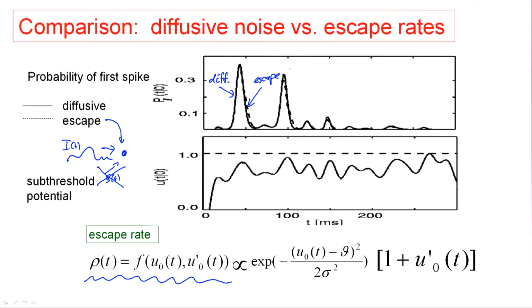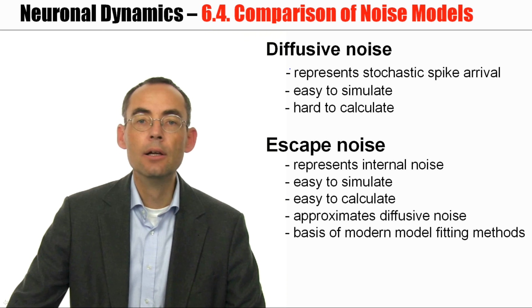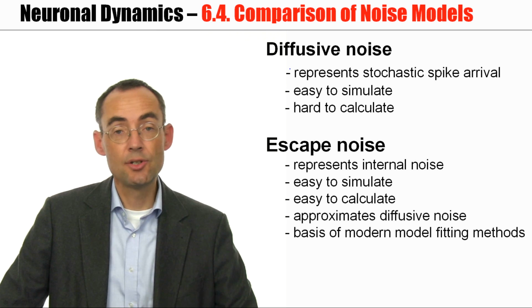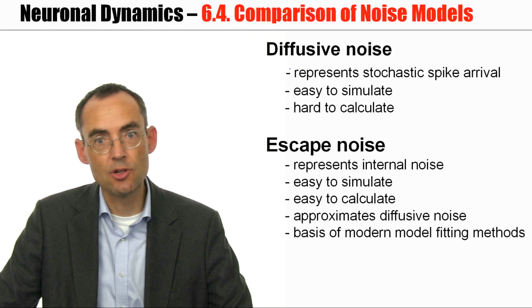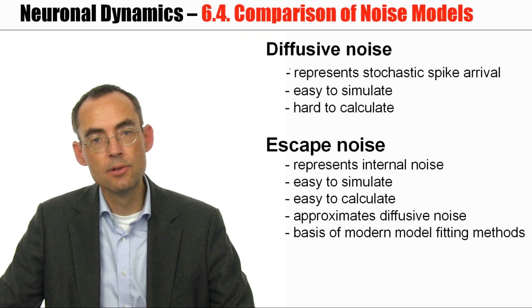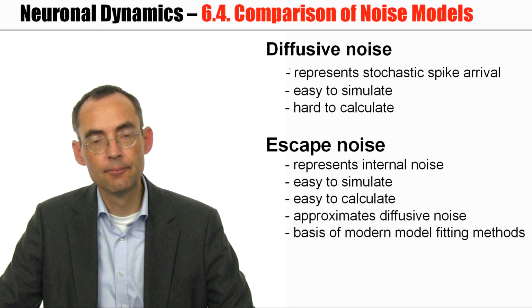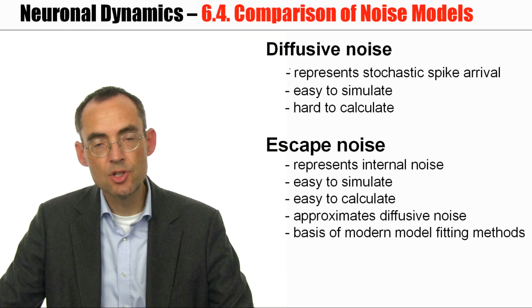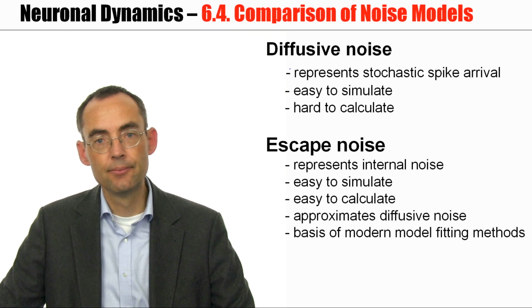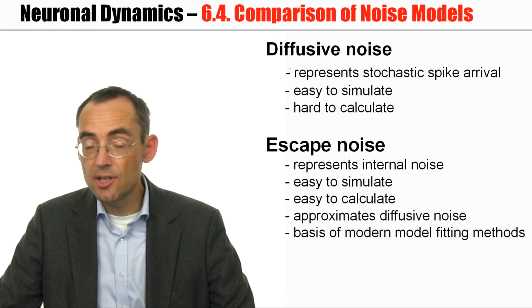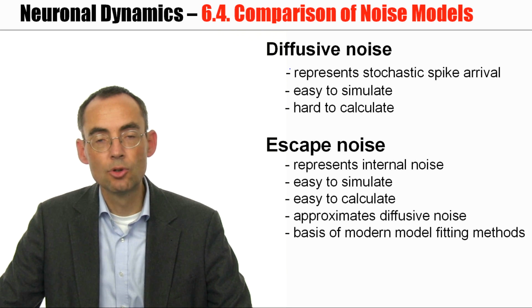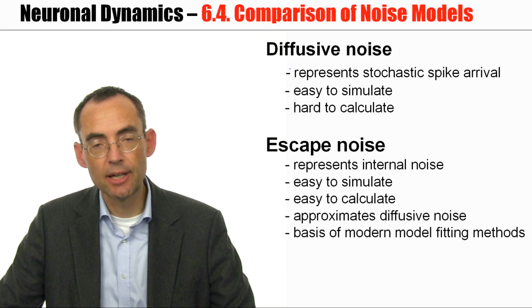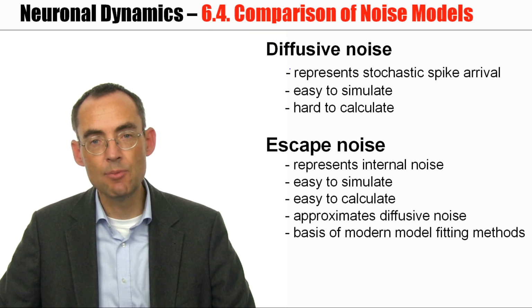So let us summarize this lecture 6.4. So we have two different noise models. There's a diffusive noise model, which is nice because it has an easy interpretation in terms of stochastic spike arrival. We can calculate the distribution of membrane potentials, and it's easy to simulate on a computer. But it's difficult to calculate something like the interspike interval distribution for arbitrary time-dependent input.